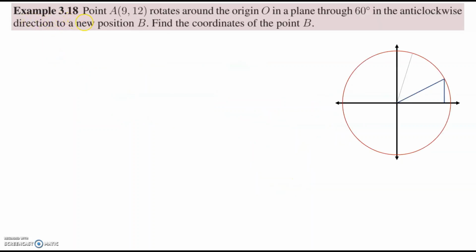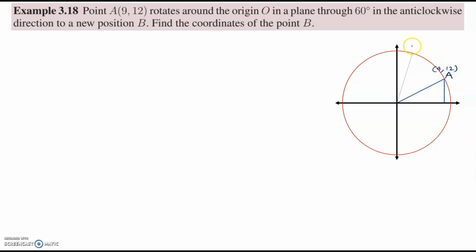Example 3.18. Point A, which is defined by 9, 12 as its coordinate, rotates around the origin O in a plane through 60 degrees in the anti-clockwise direction to a new position B. Find the coordinates of the point B. So what's given here is, you're given this point A and it's defined as 9, 12.